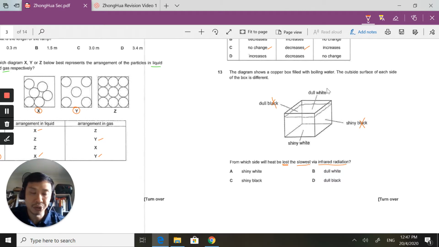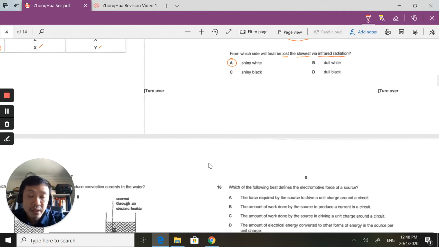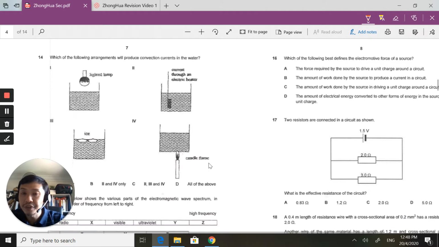Now I've got to compare these two. White is a bad emitter, which is what I want. Now I've got to compare the surface here between shiny and dull. Shiny is actually a pretty bad emitter, while dull is a good emitter. So I do not want anything that is good at emitting radiant heat. I want something that is shiny and white. So shiny white is the answer. Let's go on to question 14 now.